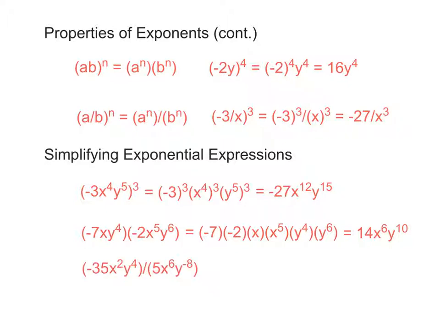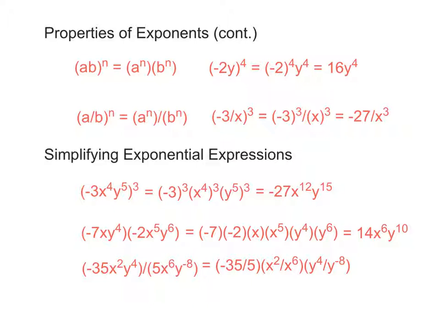So let's look at another example. Let's say I've got in parentheses minus 35 x squared y to the fourth, that whole thing divided by 5x to the sixth, y to the minus 8. Again, we're going to take the like terms and we're going to perform the division. So now we have minus 35 over 5 times x squared over x to the sixth times y to the fourth over y to the minus 8.